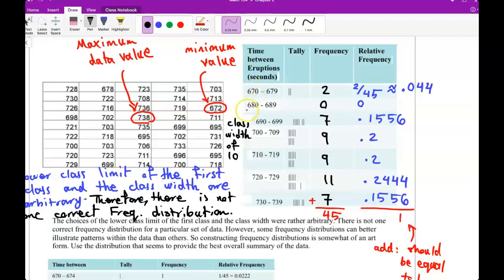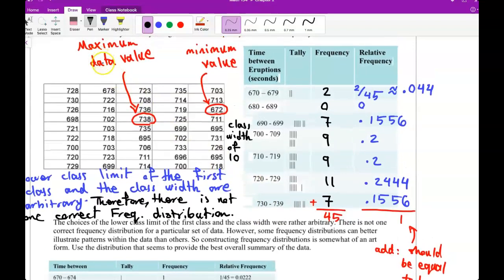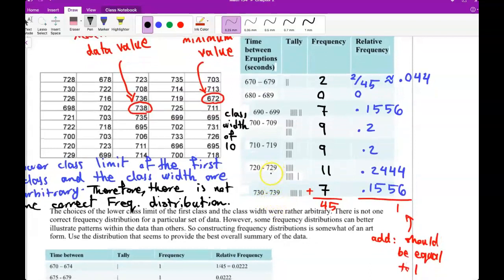So 670 plus 10 is 680, 680 plus 10 is 690, and so on, up to 720 plus 10 is 730. Then after that, you should see what the maximum data value is. Here it is 738, and here we have 729. I did the same thing again, plus 10, and we got 739. And we stop here because we already have all these numbers in these intervals, and we already have 7 classes.